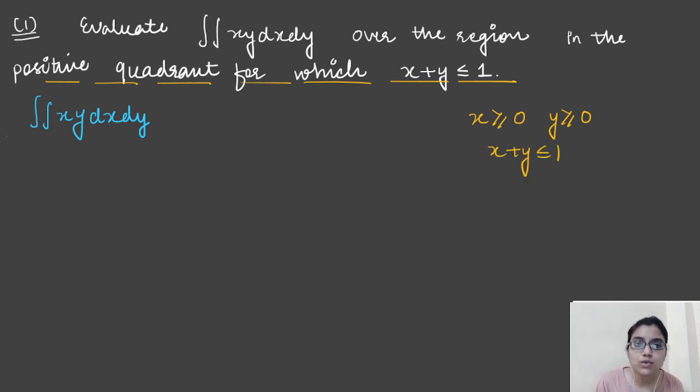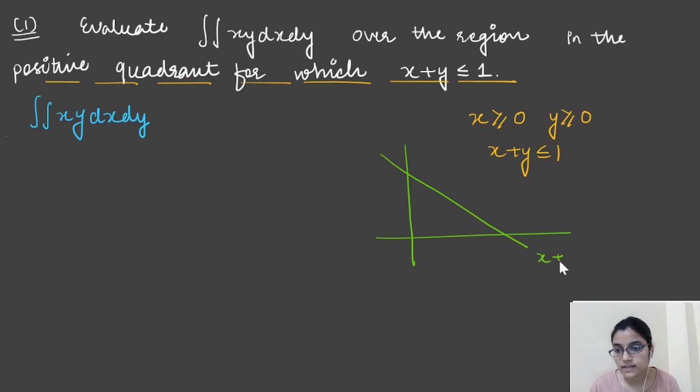So obviously we understand that x plus y equal to 1 is a line, and they are saying that we have to consider x plus y less than or equal to 1, so it is going to be like this. x greater than or equal to 0, y greater than or equal to 0 is this. So the common region is going to be this. Fine. So we have to focus on the common region. I hope we got the region. This is our region of integration where we have to integrate the function xy.